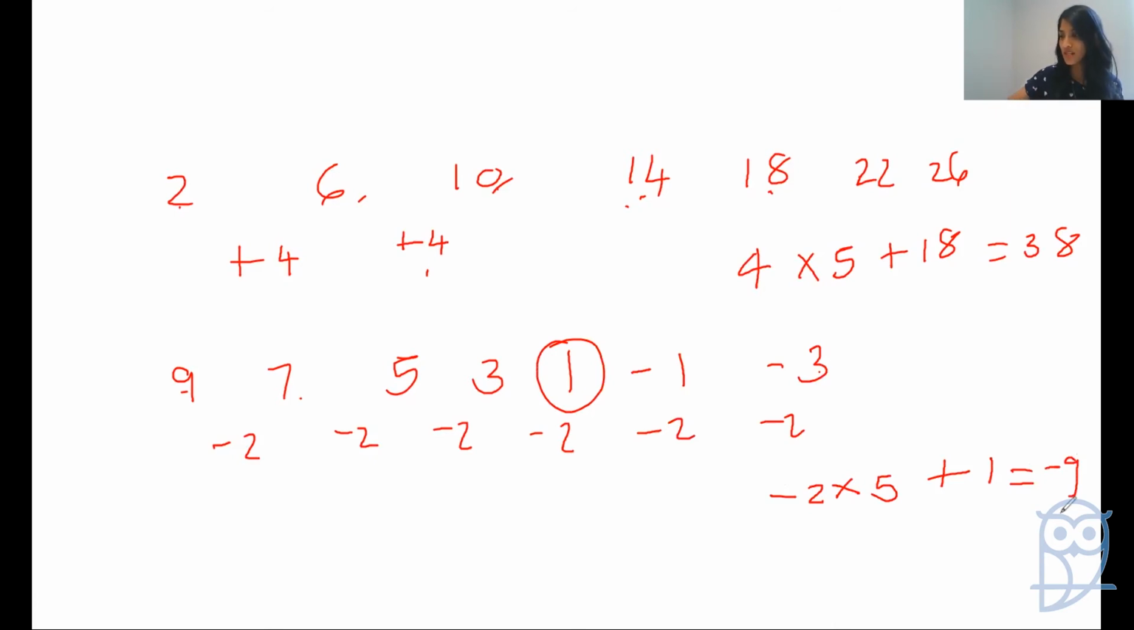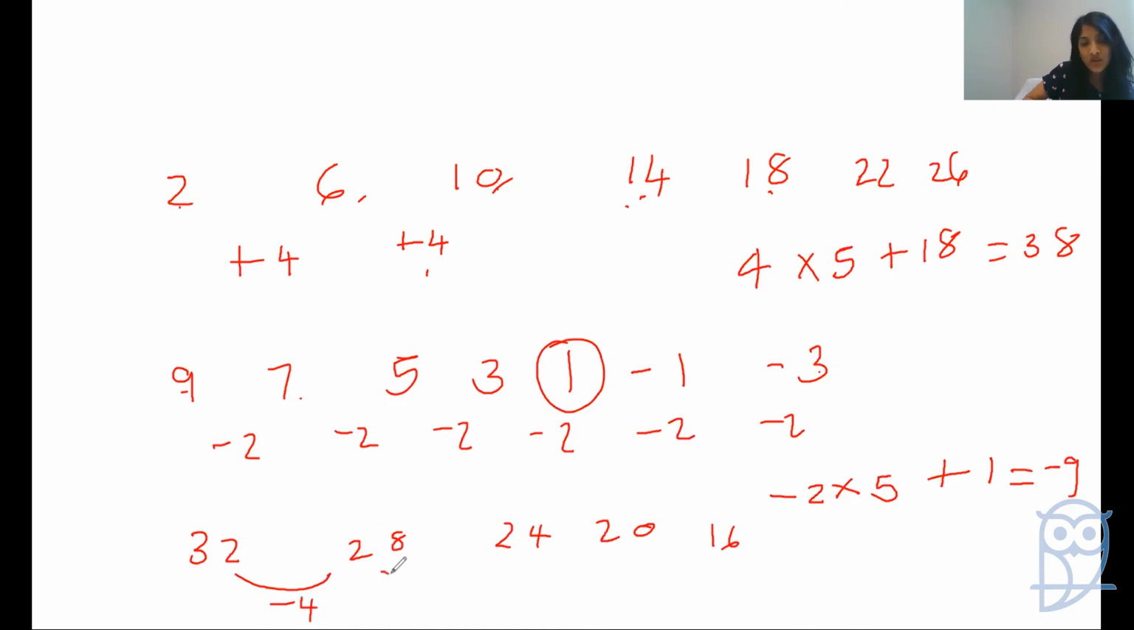Okay, now let's do number 9. 32, 28, 24, 20, and 16. What pattern is being formed here? We are minusing 4 once again. Okay, so 32 minus 4 is 28. 28 minus 4 is 24. 24 minus 4 will give you 20, and so on. So that's the term by term rule.